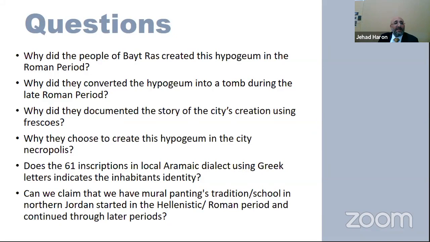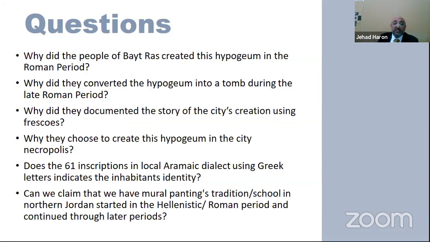Second, why did they convert the Hippogem, with this richness of fresco and mural paintings, in the late Roman period to be a tomb? Because it was not a tomb at the beginning. Why did they document the story of the city creation using fresco and mural painting? It was really expensive and took effort and time and money, I'm sure.